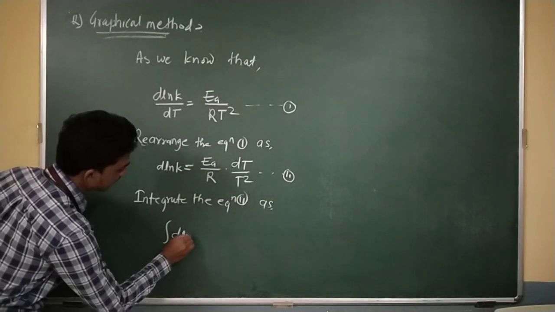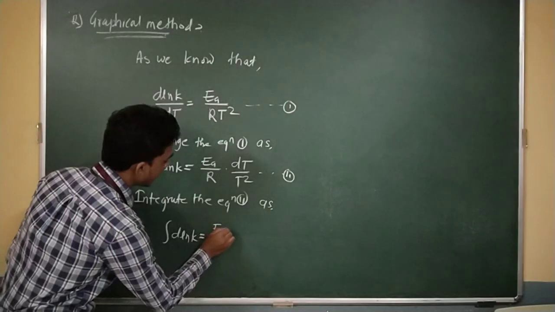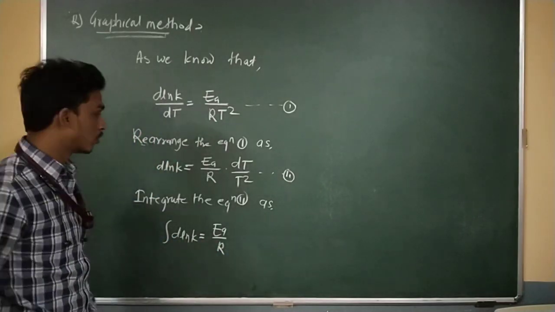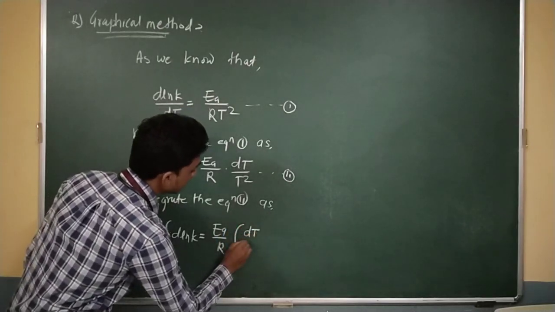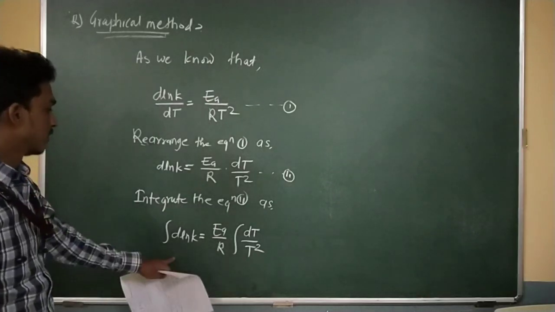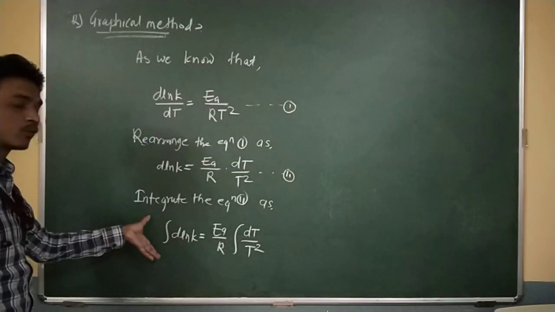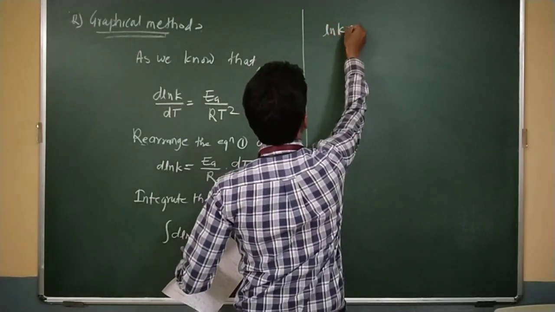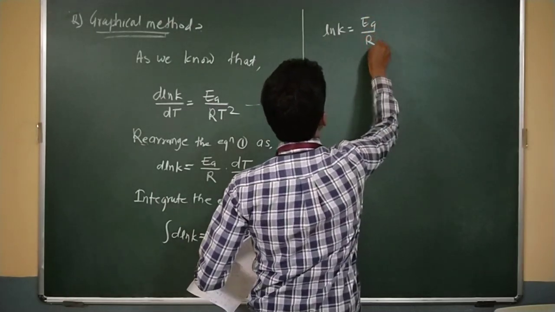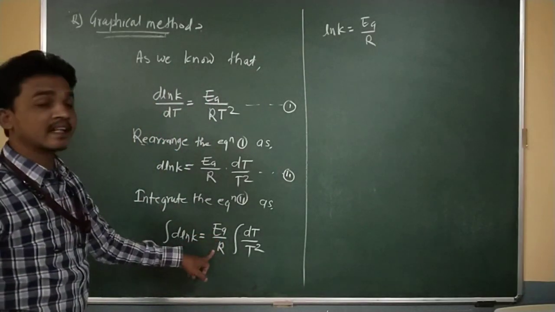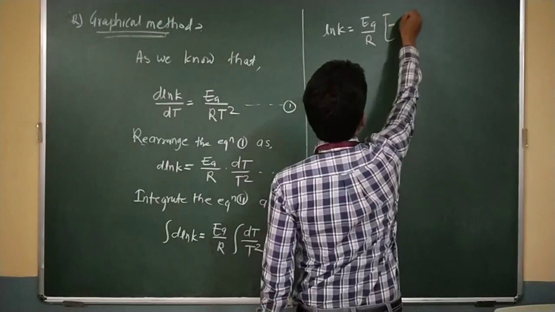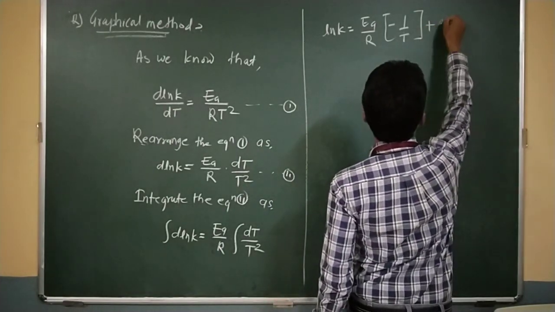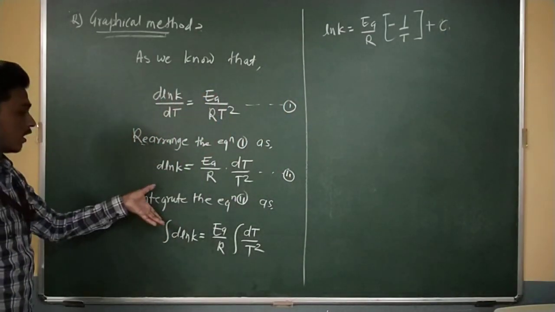On integration, d ln k is equal to Ea as it is, because we have to evaluate the activation energy of the reactant, and R is the molar gas constant, into the integration of dT upon T square. This integration is without limits. So solving the integration without limits, ln k is equal to Ea upon R into minus 1 upon T plus C. This is the integration constant, because we are integrating without limits.